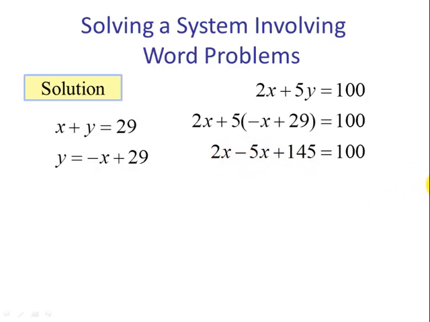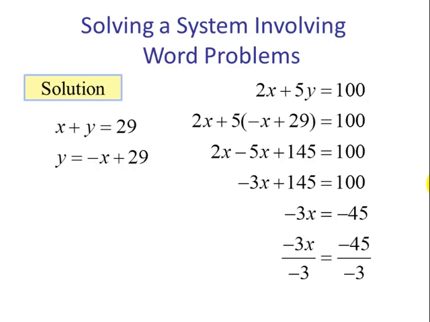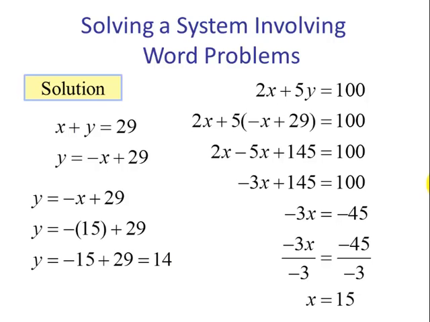Combine like terms, we get negative 3x plus 145 equals 100. Subtract 145 from both sides and divide by negative 3. We have x is 15. To find the value of y, we substitute 15 in for x in one of the equations. In this case, we have negative 1 times 15 plus 29, and that gives us a value of 14.